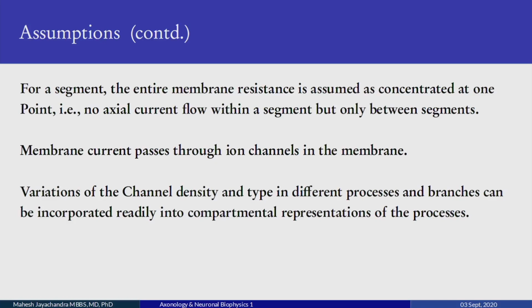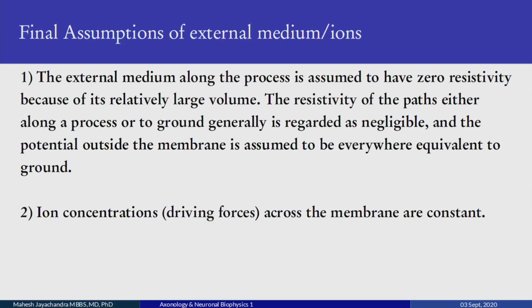Membrane current passes through the ionic channels in the membrane, as shown earlier, the sodium channels, the potassium channels, the calcium channels, etc. So variations in the channel density and type in different processes and branches can be easily incorporated into the compartment models. Because when we model, we handle segment by segment, so we can change, depending if it's the initial segment where there are more sodium channels, or in the internodal areas with fewer sodium channels, we can handle all these within our segment models.